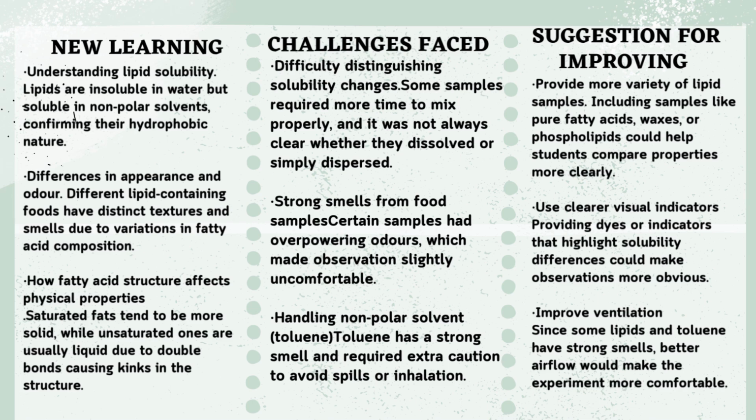Suggestions for improving: provide more variety of lipid samples, including samples like pure fatty acids, waxes, or phospholipids, which will help students compare properties more clearly. Use clearer visual indicators; providing dyes or indicators that highlight solubility differences could make observation more obvious. Improve ventilation since some lipids and toluene have strong smells. Better airflow will make the experiment more comfortable.